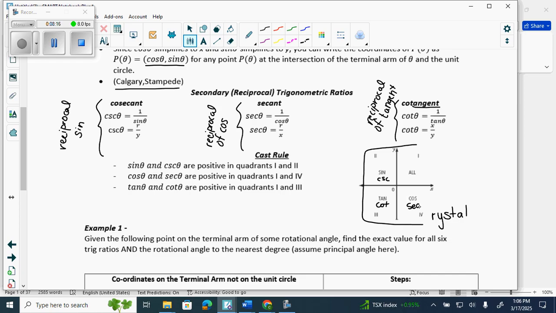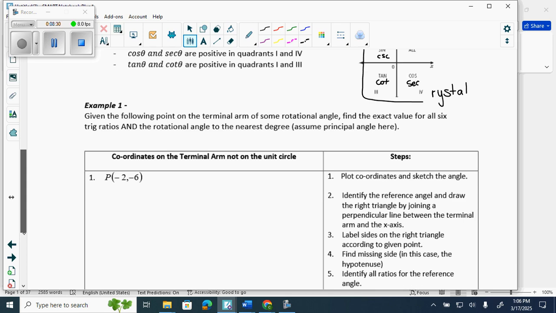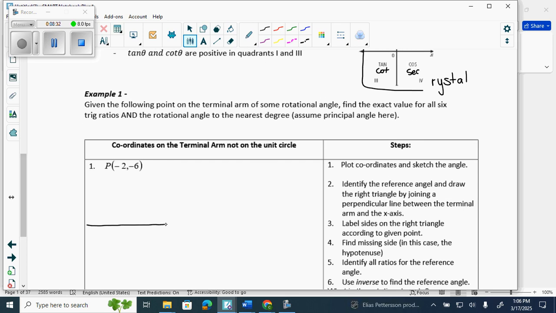So, here it says, given the following point on the terminal arm of some rotational angle. So let's just draw this first. Okay? I gave you a coordinate, -2, -6. Let's draw it. So, we draw our Cartesian plane. -2, -6. It's here. Okay? Sketch your point. Let's go. Sketch your coordinate. -2, -6.